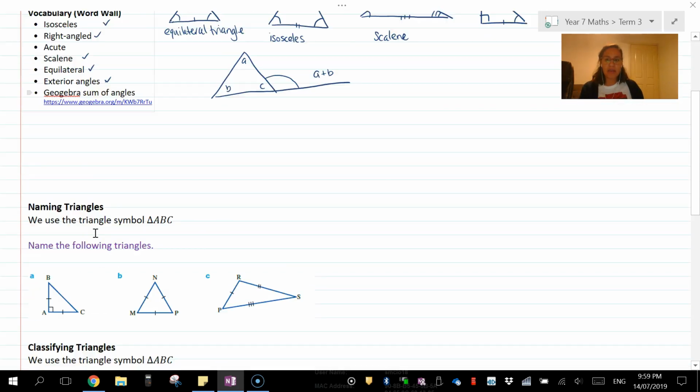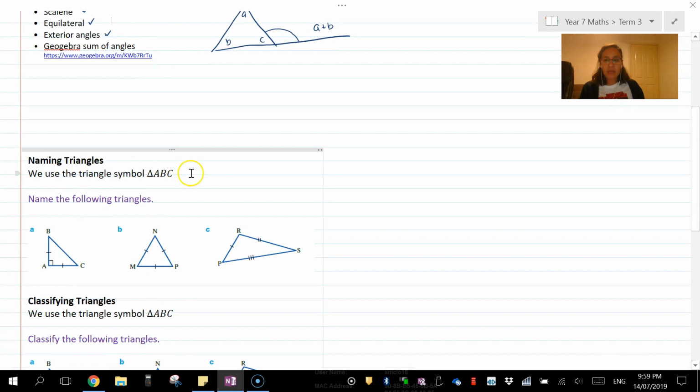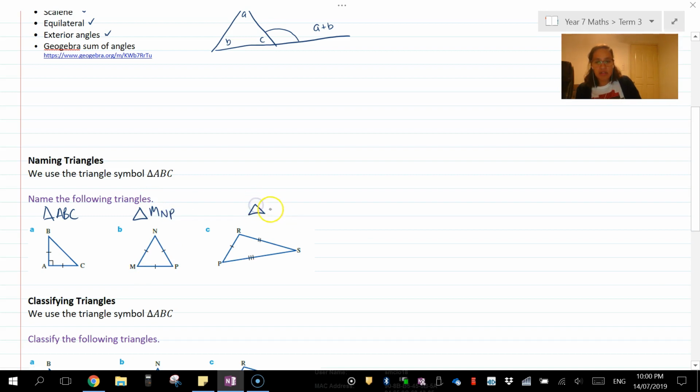All right, so naming your triangles. We use the symbol triangle and then the letters following it. They don't need to be in any particular order. If you want to feel at ease with yourself, you can just put them alphabetically. So this one here is going to be triangle ABC, triangle MNP, and triangle PRS. It doesn't matter if you had RSP or SPR, etc. They're all the same.